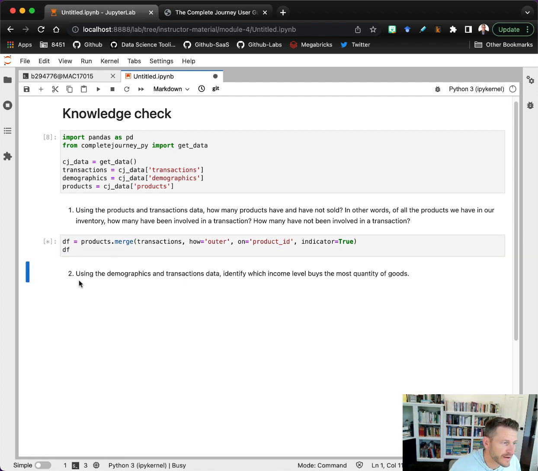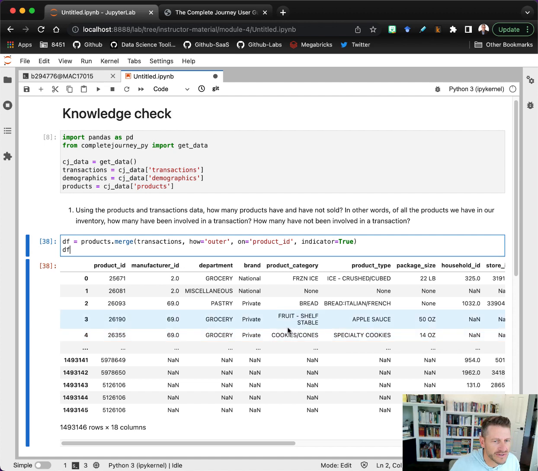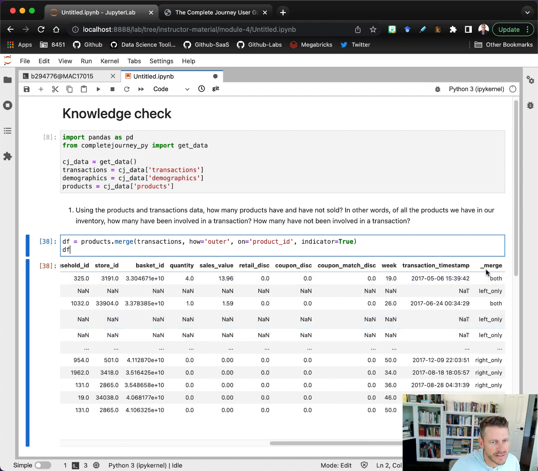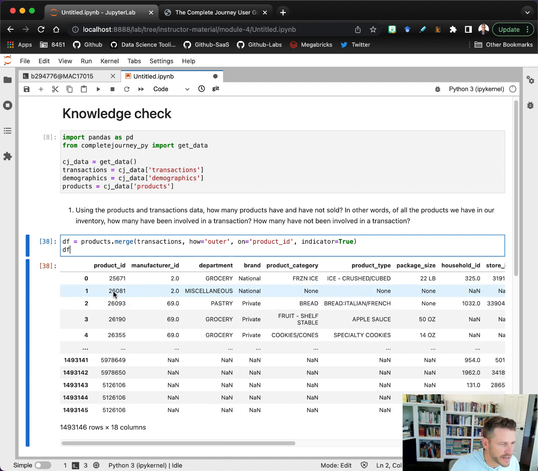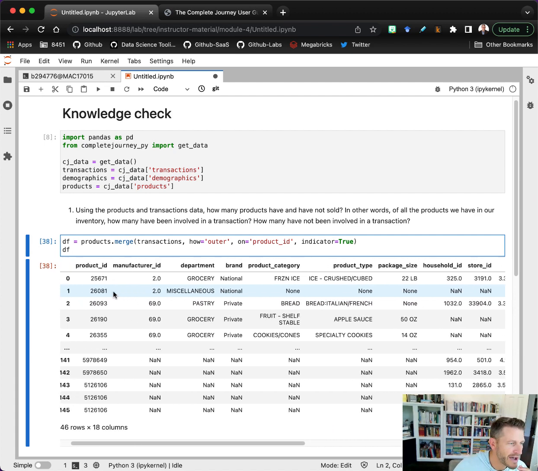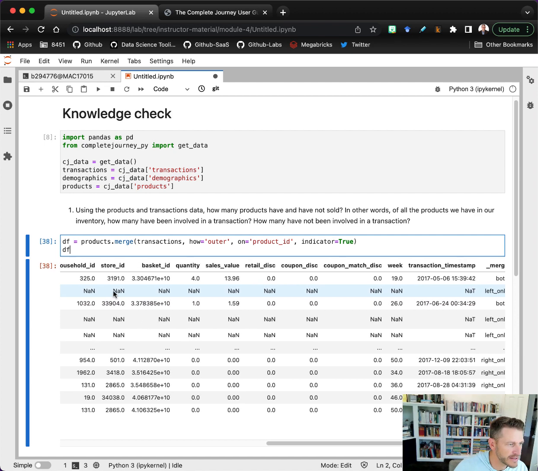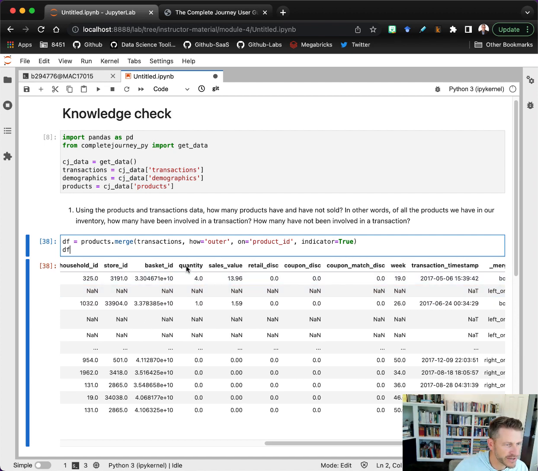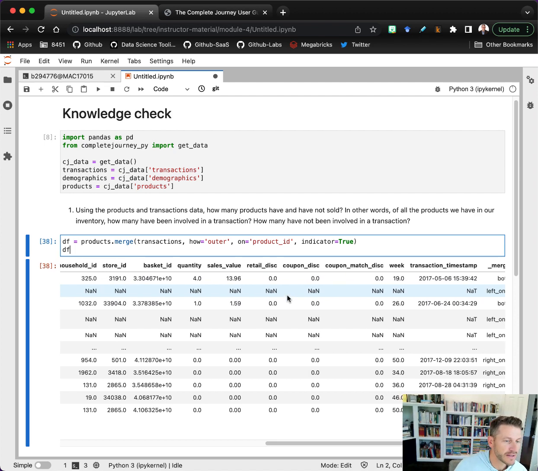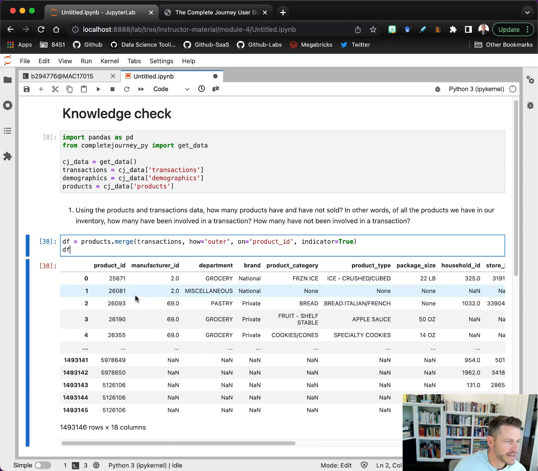All right, so now I can actually do some filtering. And what I care about is where this merge says left only. That's because that is for a product ID, which we see right here, that we have information on, but we don't have any transactions. And we can see that all of the transaction information, such as sales value, retail discount, all that's in the transaction table, it's missing. It's NA. So that means that's a product ID that we have not had a transaction for.